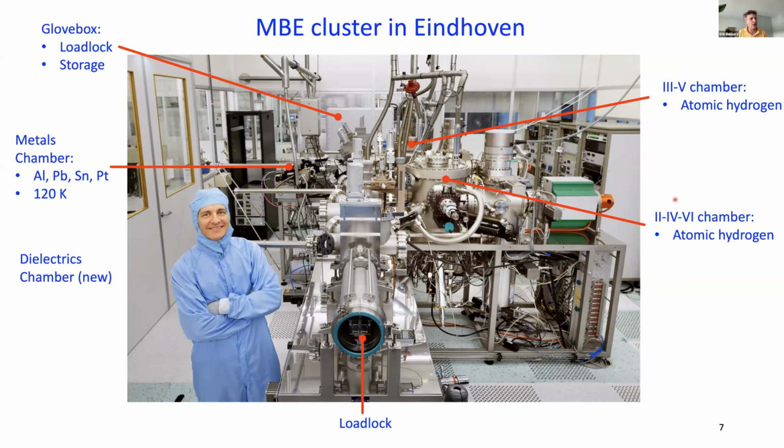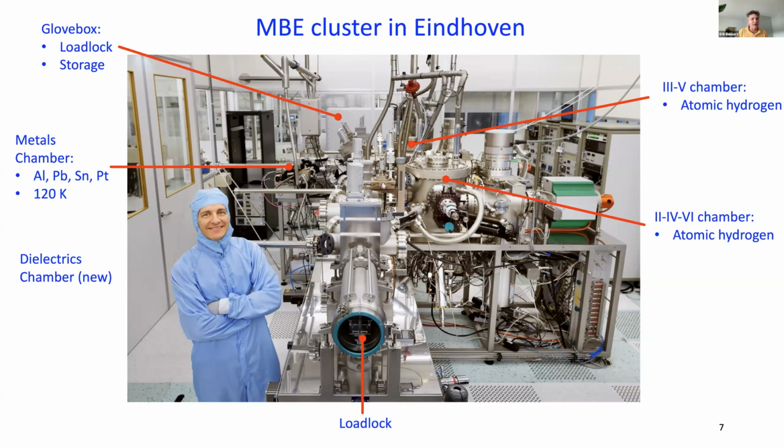Then here we have what we call our 2-4-6 chamber. So in this chamber, we can grow our 2-4-6 materials. And also in this chamber, we have this atomic hydrogen gun. Then we go to the other side. Here we have our metals chamber, in which we have different superconductors, so aluminum, lead, tin, but also a normal metal like platinum. And here we have a sample holder, which is connected to this liquid nitrogen tube. And we can cool this sample holder down to 120 Kelvin.